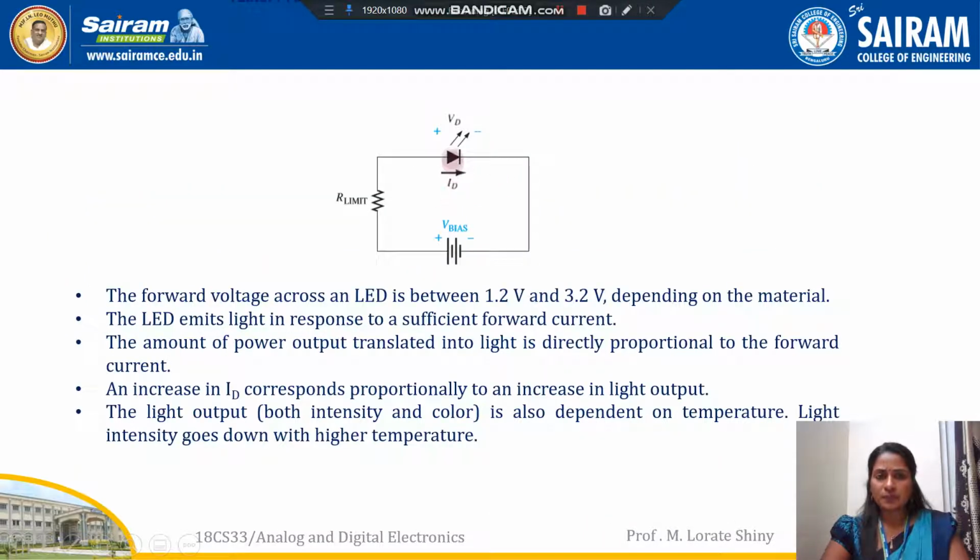Here you can see this is the LED and its forward voltage. Between them we have connected one resistor. This resistor limits the current flow through the LED, to protect the LED. The forward voltage across the LED can be between 1.2 volt and 3.0 volt, depending on the material. The LED emits light in response to sufficient forward current. An increase in I_D corresponds proportionally to an increase in light output. That light output is also dependent on temperature. Light intensity goes down with a higher temperature.